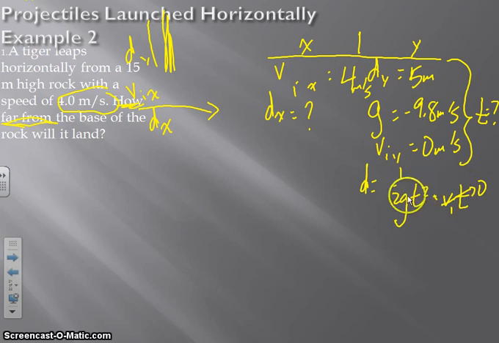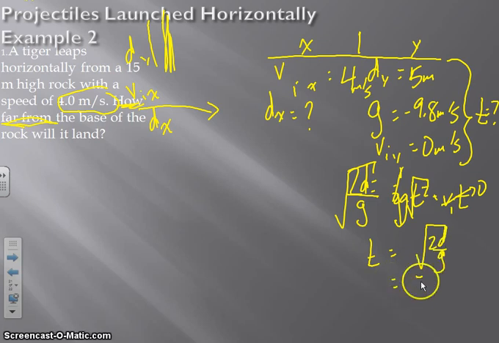Let's isolate this time. So I'll multiply both sides by 2, get rid of that term. Divide both sides by g, get rid of that term. And now I need to take the square root to get rid of the exponent. So rewriting, time is square root of 2d over g. Once I substitute my numbers in there, that's going to be 2 times my distance in the y direction, 15 meters. And I got to divide that by my gravity, 9.8 meters per second squared.